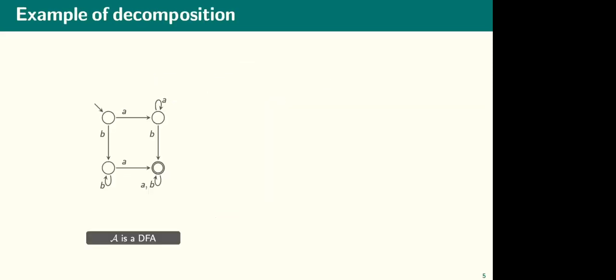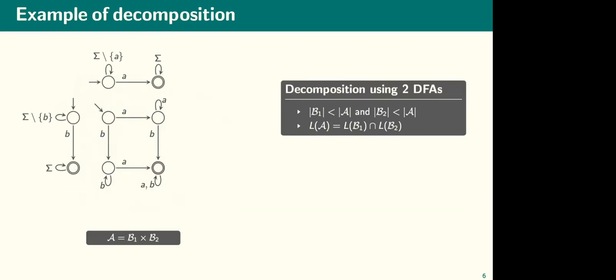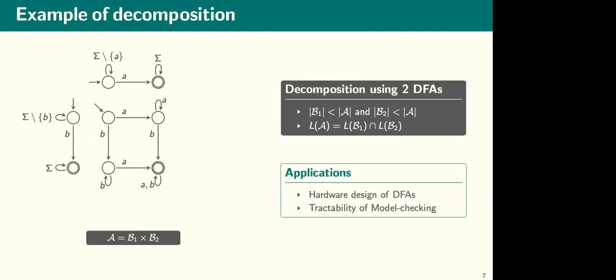This is an example of DFA. Its language is the set of words that label a run from the initial state here to some final state. There is only one there. In that case, the language contains words with an occurrence of both letters A and B. And as you can see, this DFA can be expressed by the product of two automata. And since each of them has fewer states, we have here a decomposition. So our initial DFA is composite.